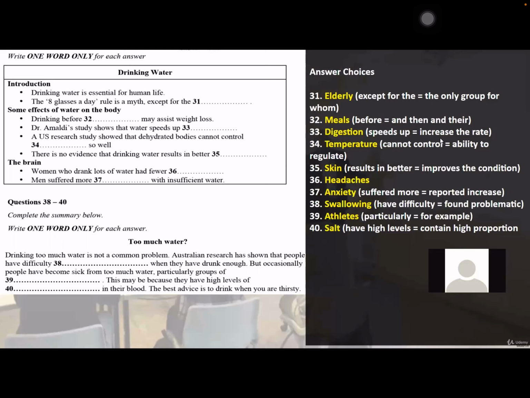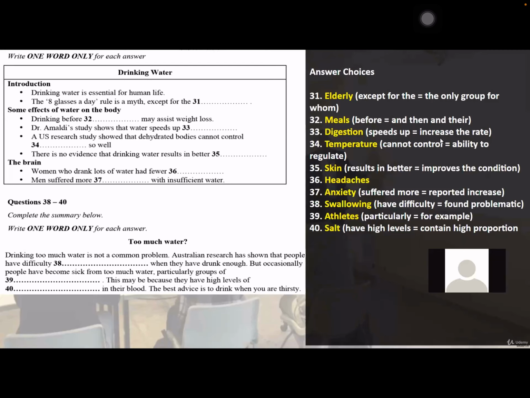So I'm hoping that you're seeing it's all about synonyms and paraphrasing. That's the reason why I had you work on that exercise in the very beginning, because if you don't hear the paraphrasing and the synonyms, you miss the answer choice.